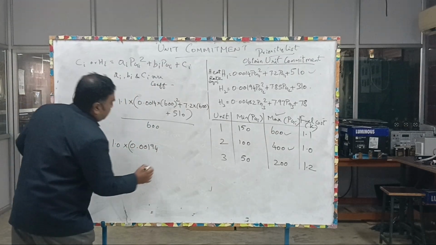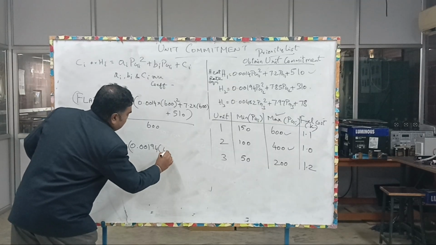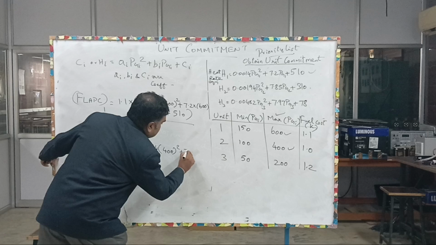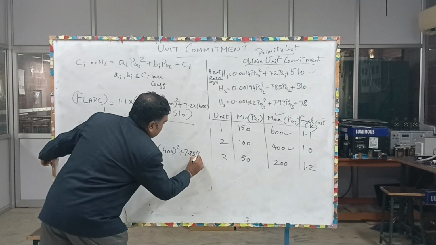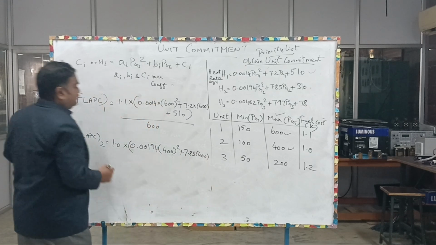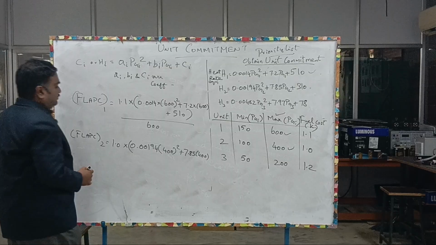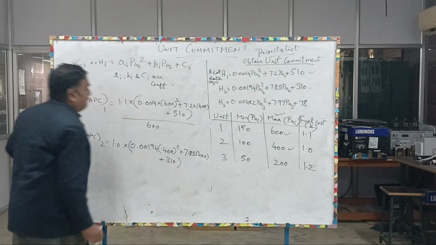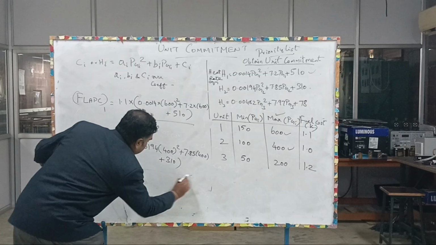0.00194 into what is Pg2? It will be 400 squared plus 7.85 into 400 plus you will get 310. The whole thing divided by 400.